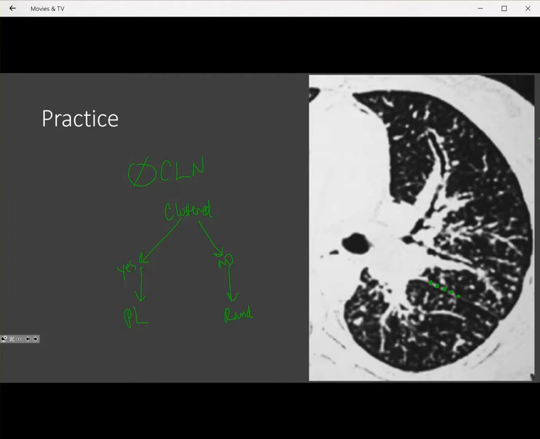So let's see if we can try to figure that out. If you look at these nodules, you can see that they're along fissural surfaces. We can also see that there's lots of nodular thickening along a bronchovascular bundle here, as well as along septae within the lung. So this looks like a pattern of clustered nodules along lymphatic distributions. So the answer is yes, these are clustered. Therefore, we're dealing with perilymphatic micronodules. This is an example of perilymphatic micronodules.